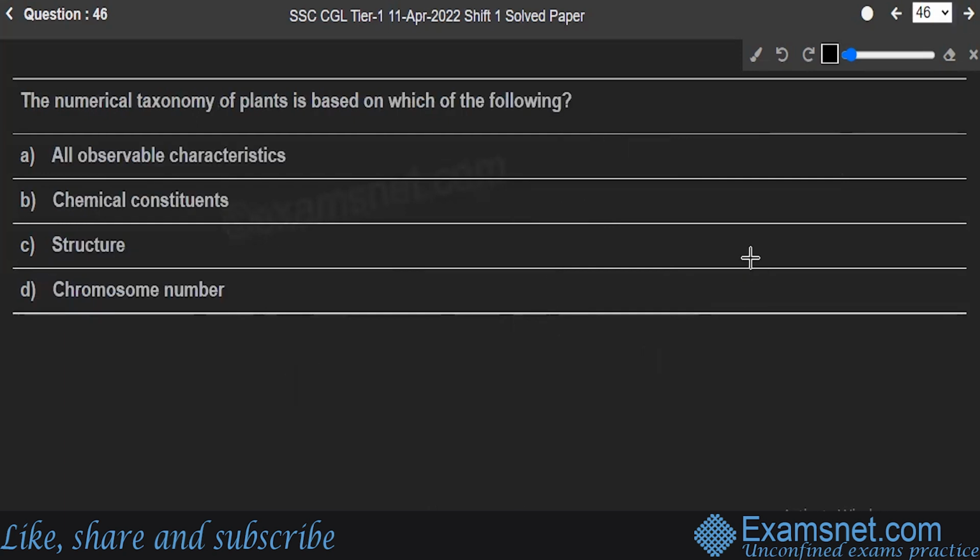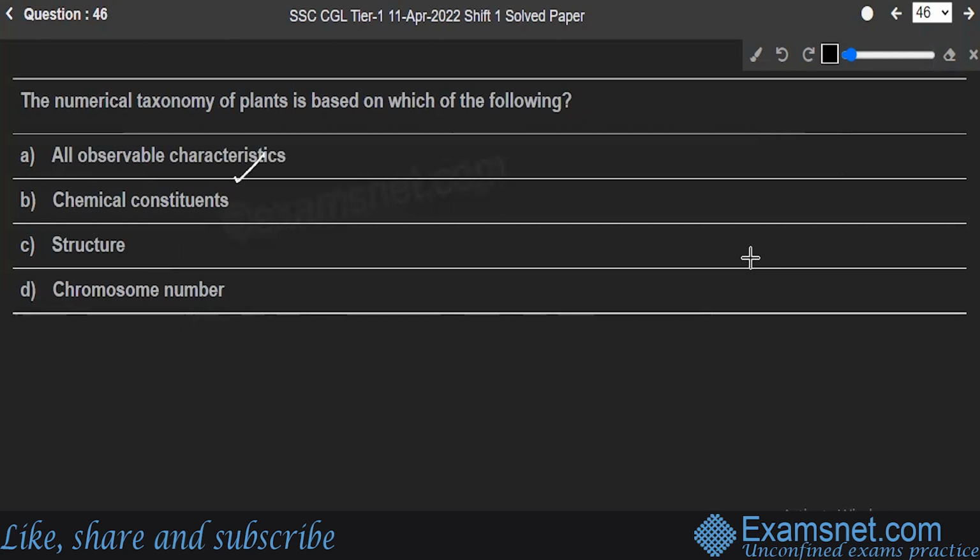46. The numerical taxonomy of plants is based on which of the following? All observable characteristics, chemical constituents, structure, or chromosome number, which is the correct answer. See, the correct answer for this question is option A, all observable characteristics.